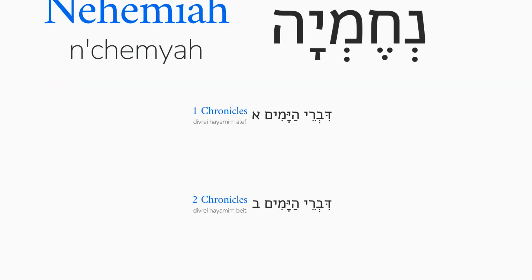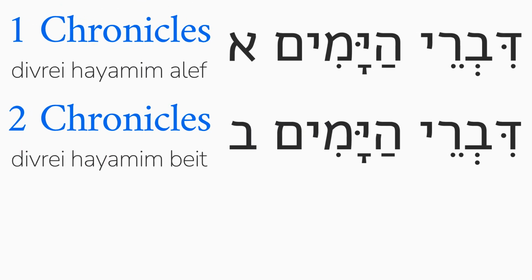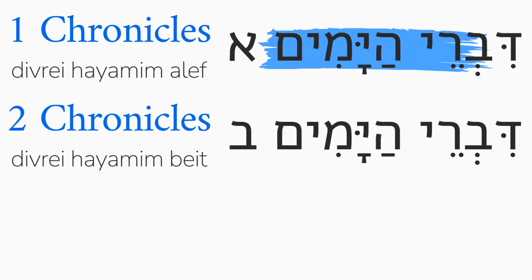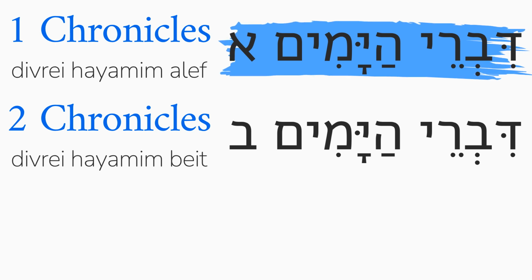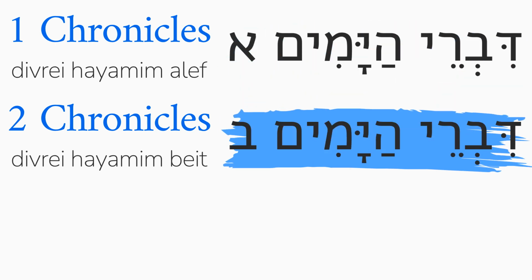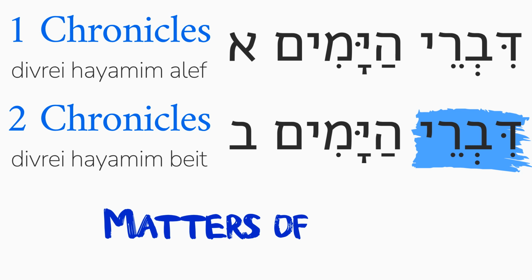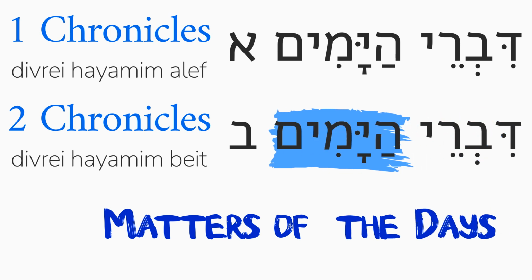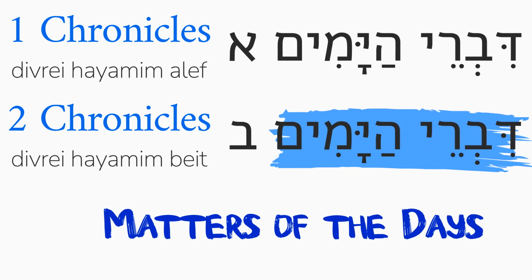The last two books of the Hebrew Bible are 1st and 2nd Chronicles, which in Hebrew are called Divrei Hayamim Aleph and Divrei Hayamim Beit. Divrei means matters of, and Hayamim means the days. So Divrei Hayamim literally means matters of the days, that is, Chronicles.